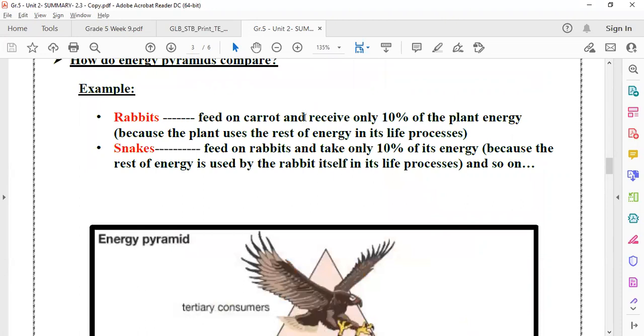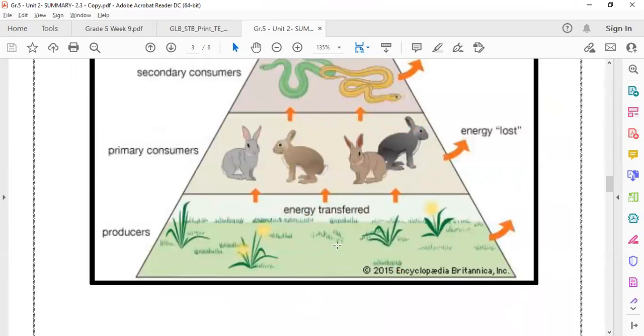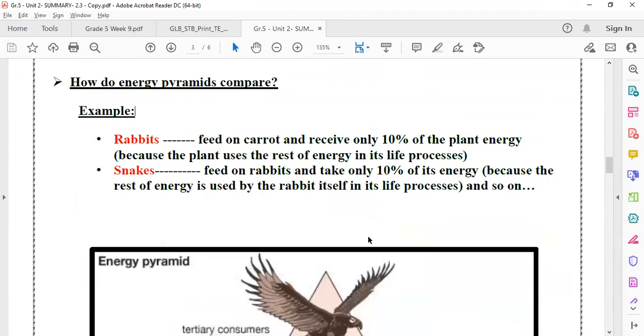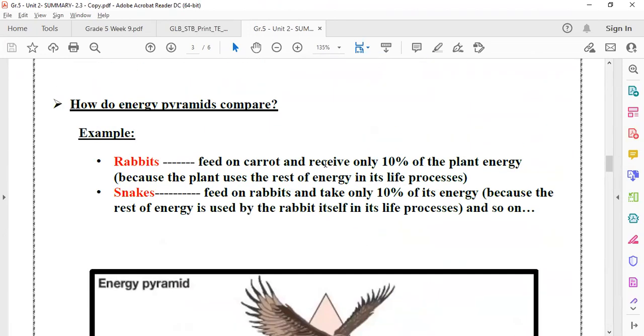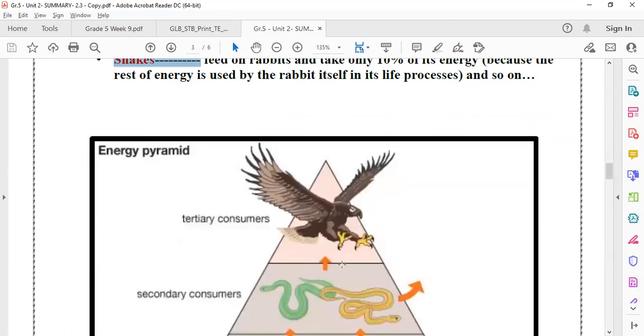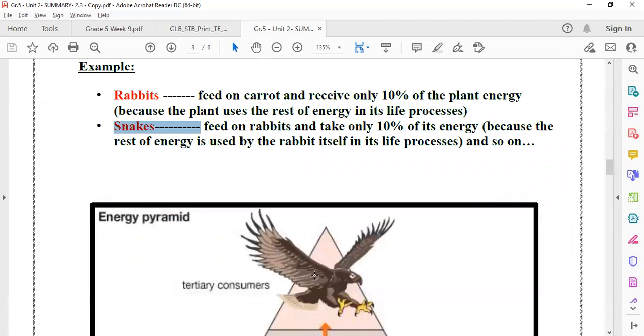Rabbits feed on carrot, which is a producer. Rabbits feed on carrot and receive only 10% of the plant energy because the plant uses the rest of the energy in its life processes like growing, producing fruits and seeds, reproduction, and so on. The plant needs some energy in its body for its daily activities. And the snakes as well, right here, they are the secondary consumers.